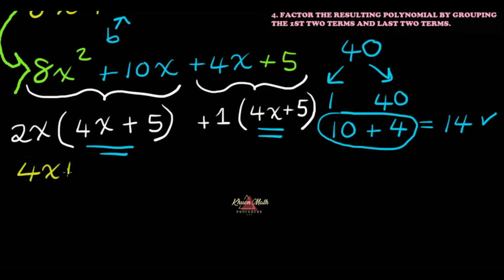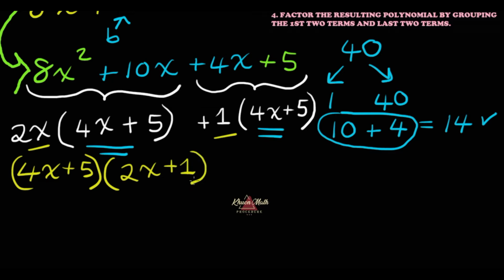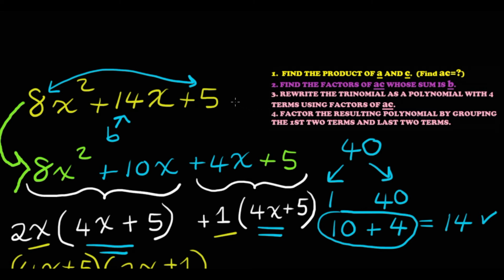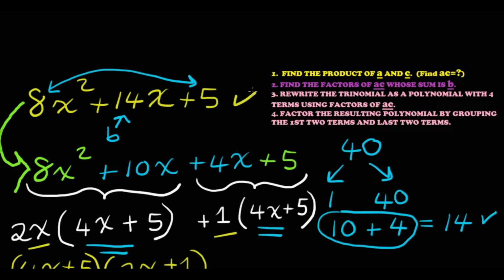Okay, 4x plus 5. And then you're left with 2x plus 1. So the 2x here, and then the plus 1 here. So 2x plus 1. Those are your two factors. Now if you multiply these two, 4x plus 5 times 2x plus 1, you're going to get back the 8x squared plus 14x plus 5.